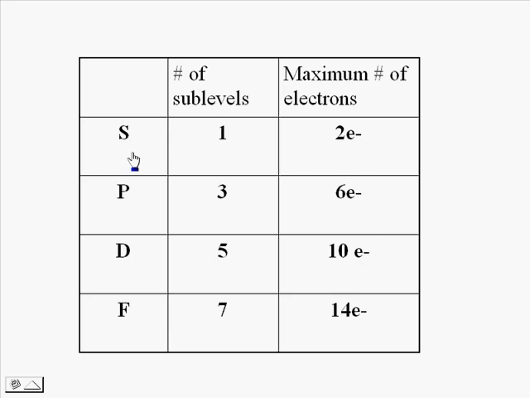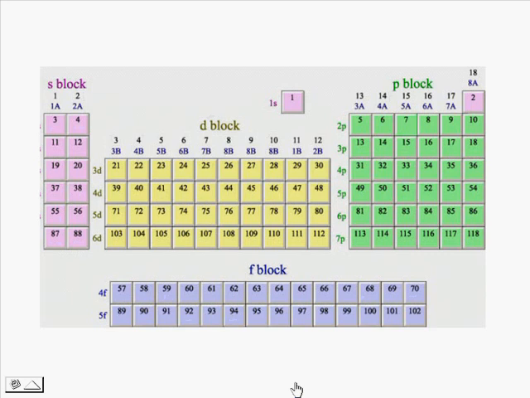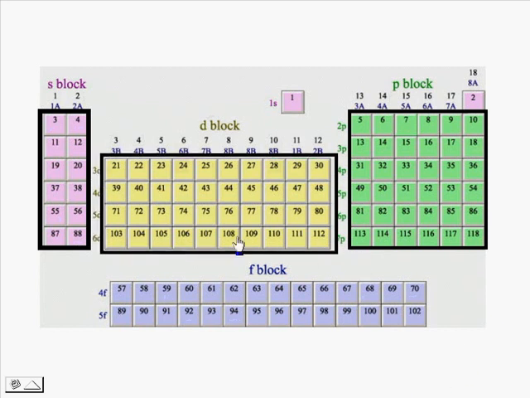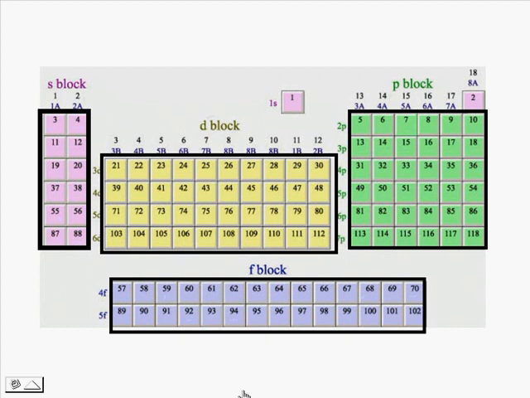Remember, S's can hold 2, P's can hold 6, D's can hold a maximum of 10, and F's can hold 14. There are specific areas on the periodic table that correspond to those sublevels. The S is located in groups 1A and 2A. P's are located over here in groups 3A through 8A. D's are in the transition metal area, and the F sublevels are located down here in the actinides and lanthanides.